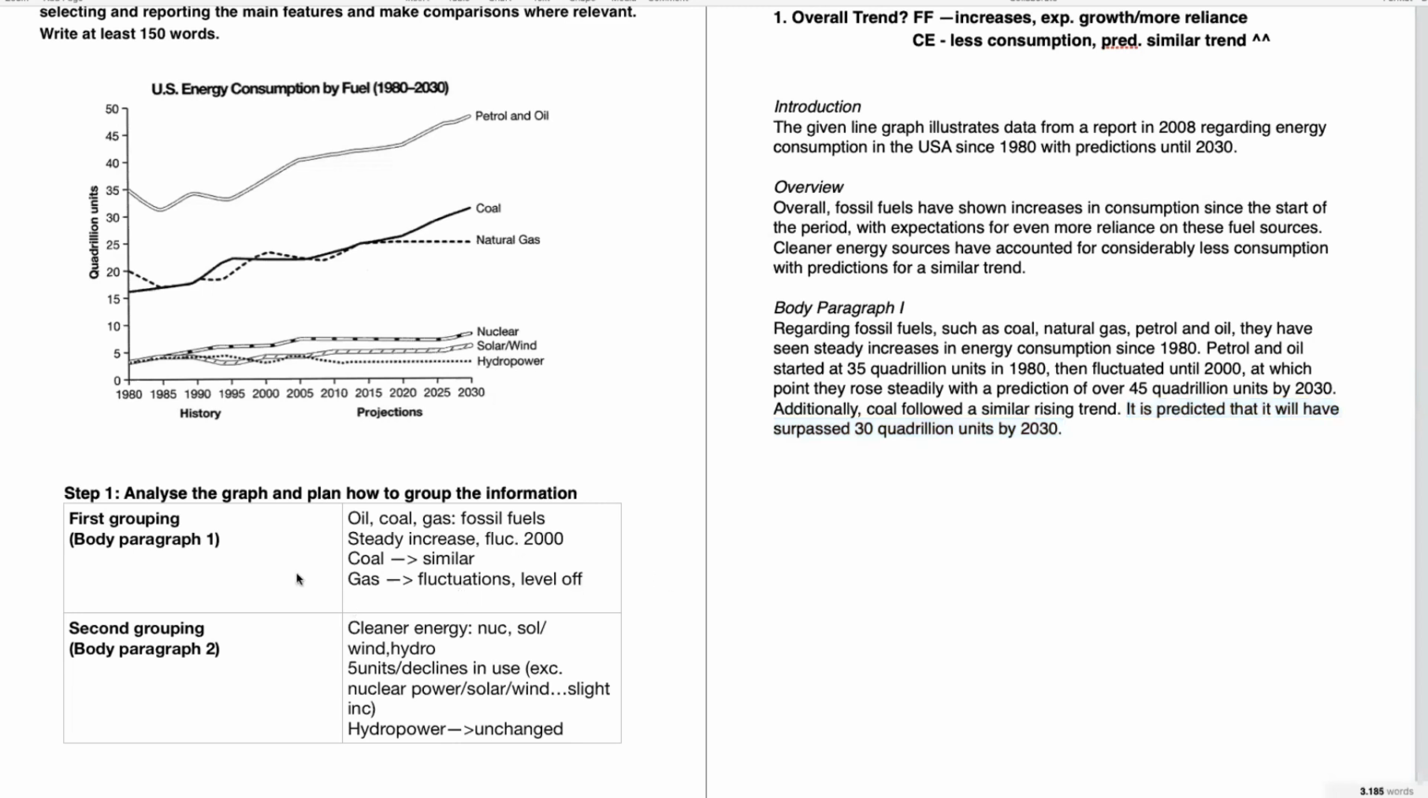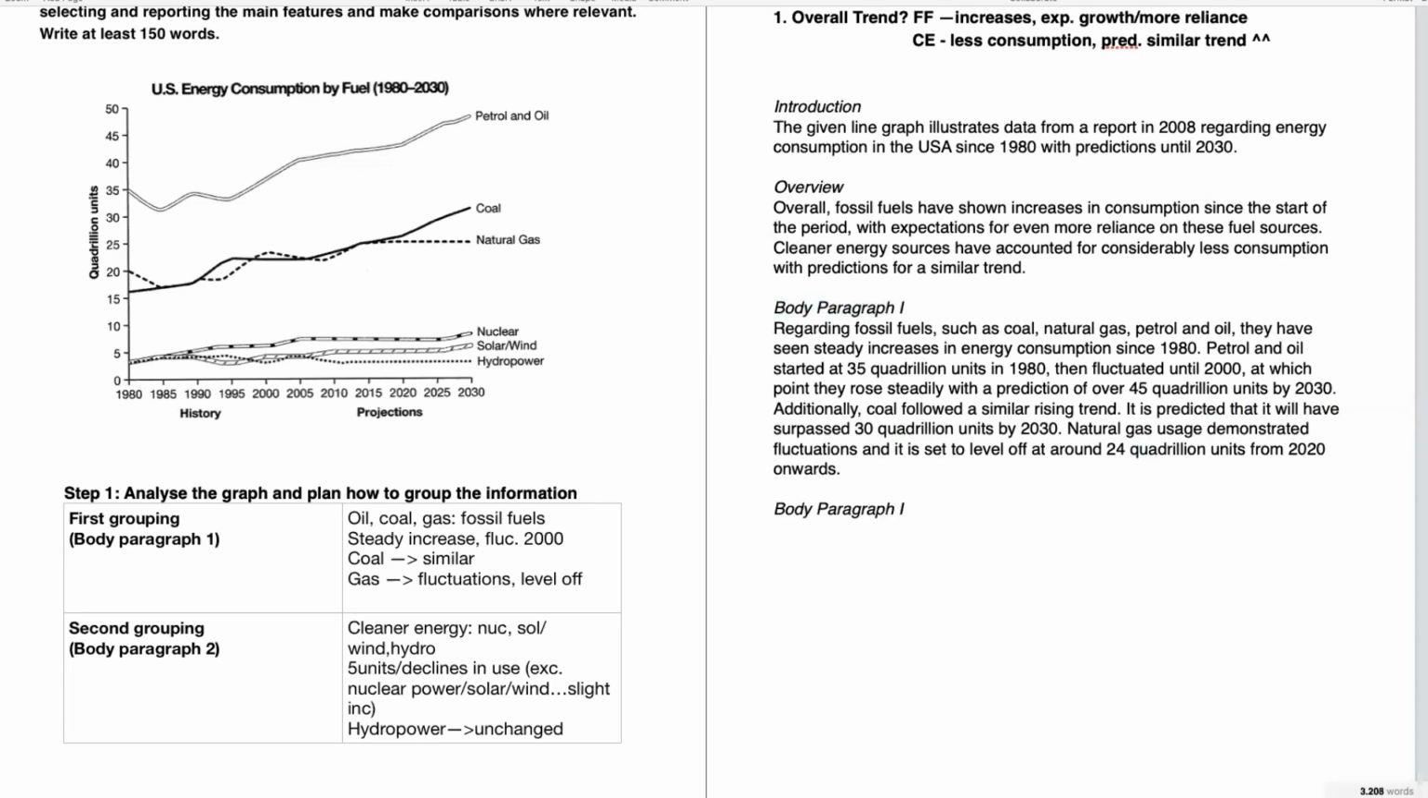Our last sentence will talk about gas, natural gas. So I'm going to say natural gas usage demonstrated fluctuations, and it is set to level off at around, it says 24 quadrillion units from 2020 onwards. And that is exactly what we saw when we looked at natural gas. Okay, so that is our first body paragraph. And you see it is quite long.